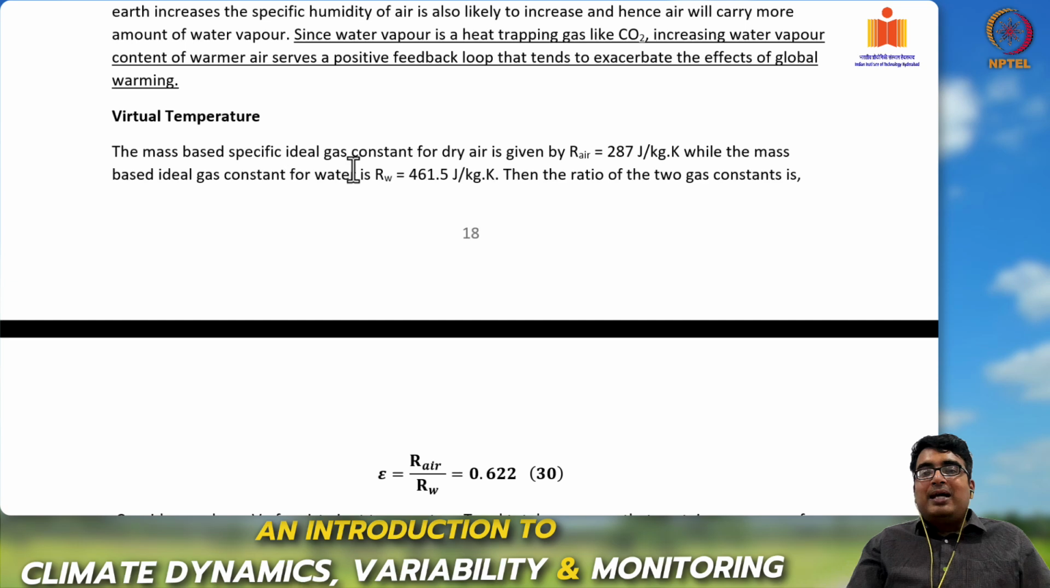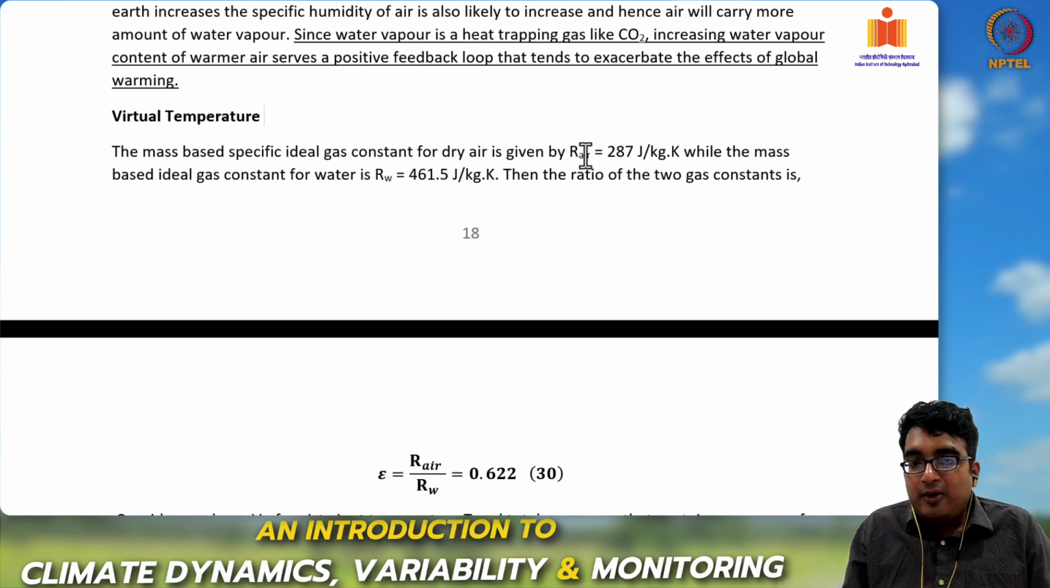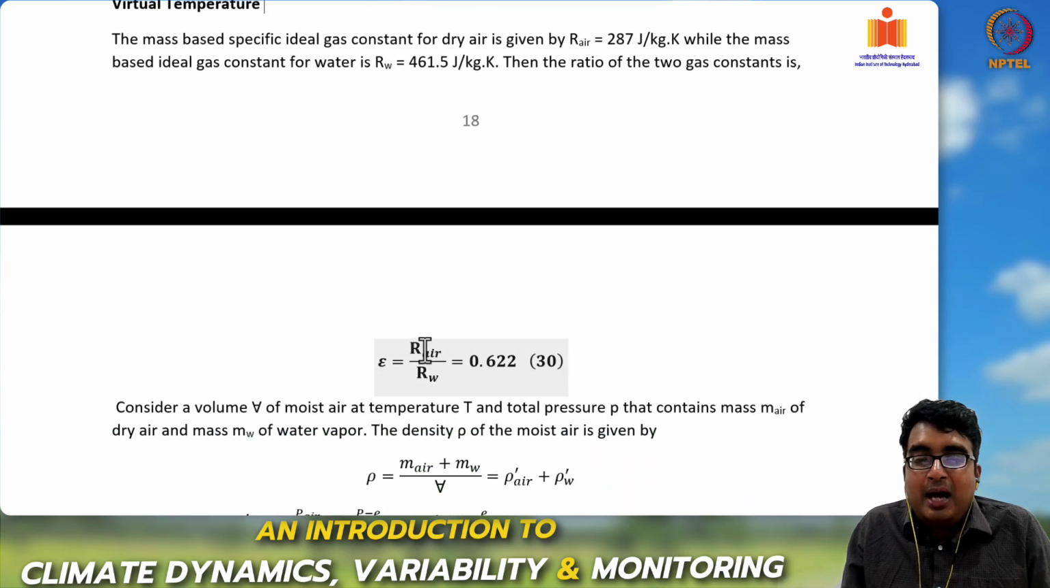For water, the ideal gas constant is 461.5 joules per kg Kelvin on a mass basis. This you are getting by dividing the ideal gas constant 8.314 by the molecular mass of water, which is 18 grams per mole. So this is the gas constant for air, this is the gas constant for water. Then the ratio of these two gas constants, R air by R of water, we call this ratio epsilon, is 287 by 461.5, which is 0.622.